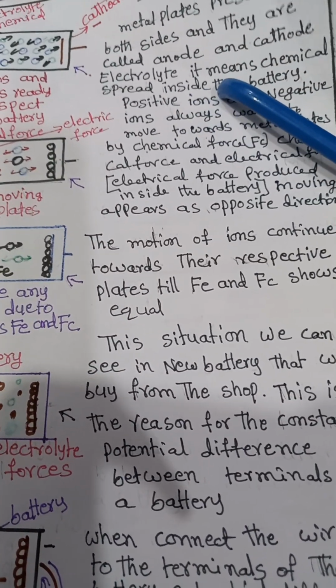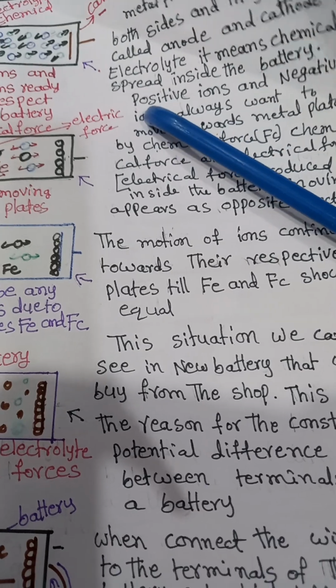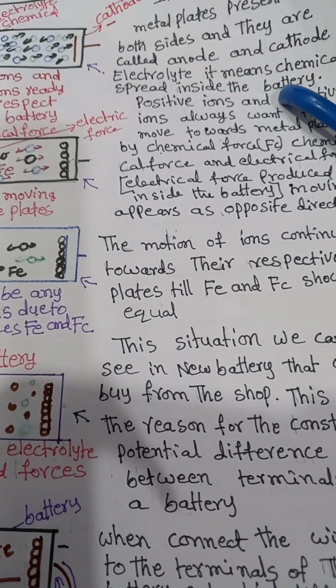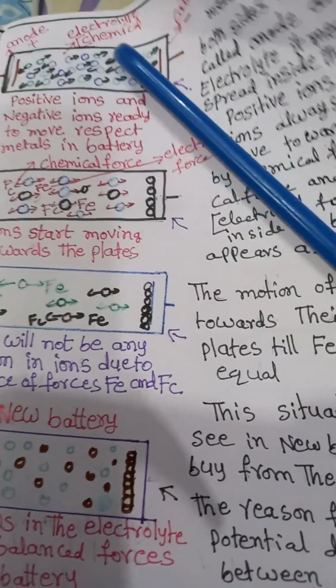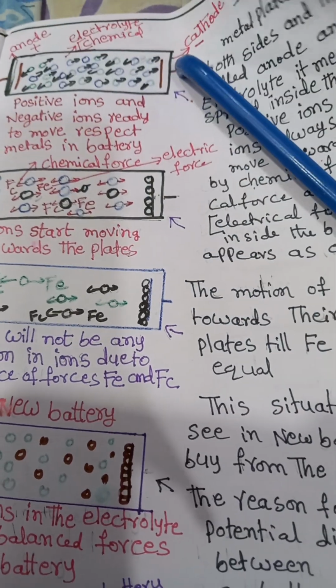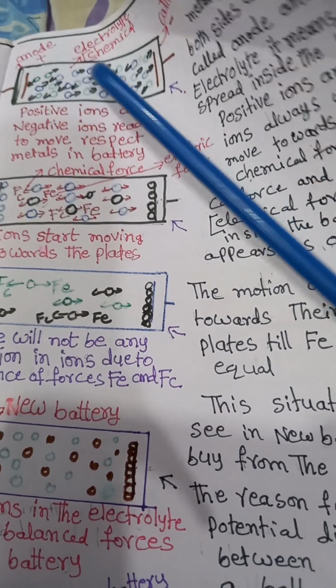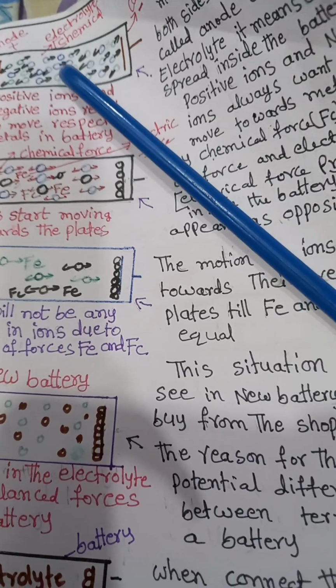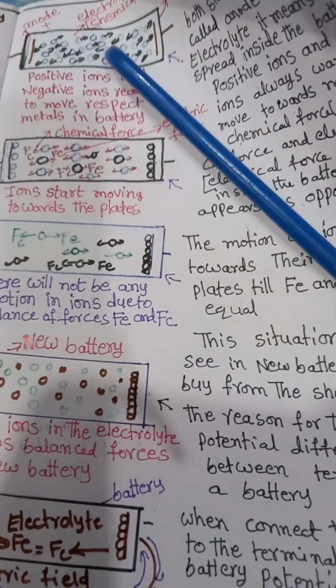Electrolyte means the chemical spread inside the battery. So between these two metal plates, a chemical is there. It is called the electrolyte.